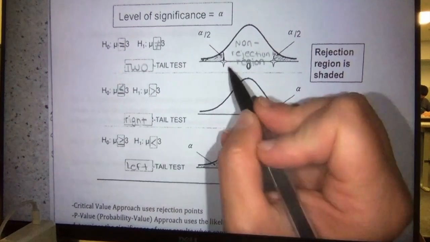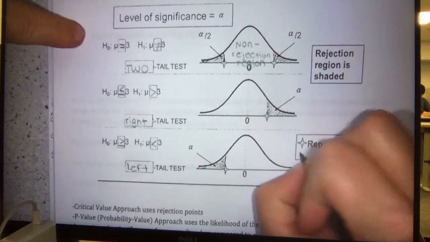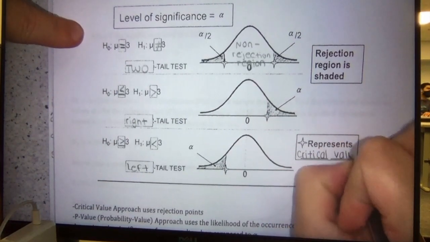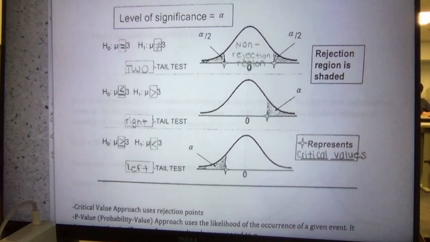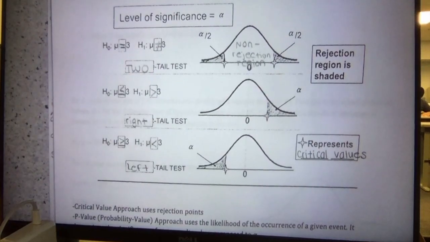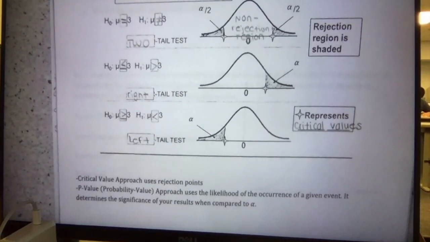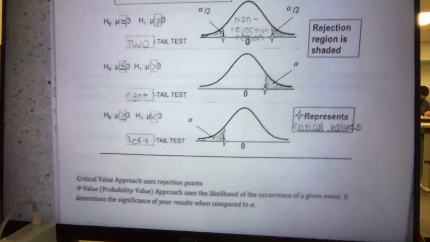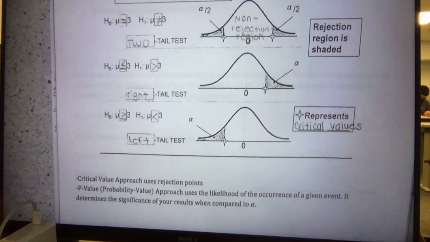And these little stars represent our critical values that we found before. So it's kind of like putting everything together. Last but not least, a couple little notes. Our critical value approach uses the rejection points. Our p-value, our probability value approach, there's two different ways of doing this. We're going to do it both ways so you can figure which way you like better yourself. It uses the likelihood of occurrence of a given event, and it determines the significance of your result compared to alpha.